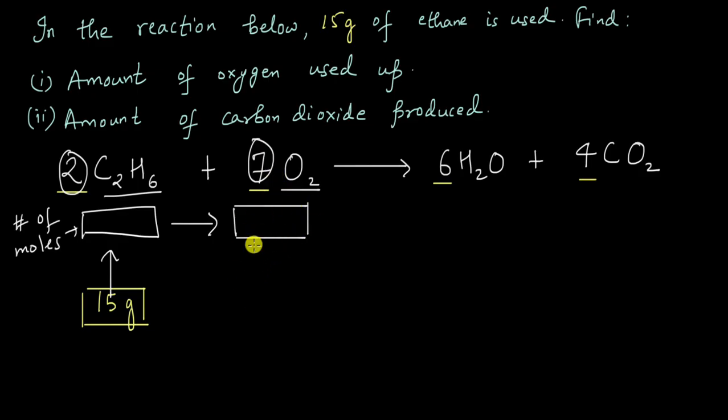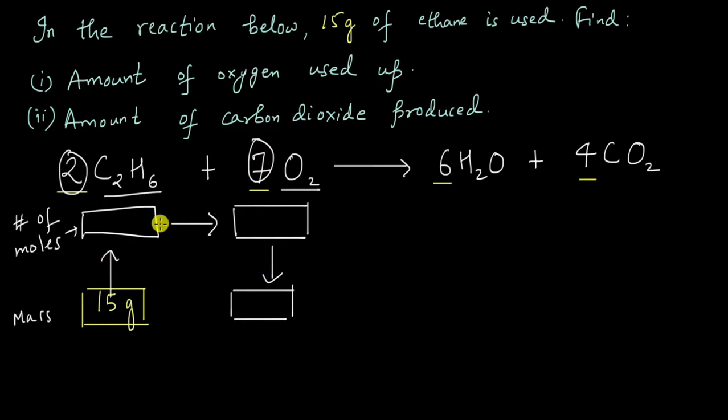And once we find the number of moles for oxygen, we can then find the mass for oxygen, which is what we need. We want to find the amount of oxygen used up. We want to find the mass of oxygen that was used up. So let's do this. We want to go from mass of ethane to number of moles of ethane. Then using the stoichiometric coefficients, we want to go to the number of moles of oxygen and then find the mass of oxygen. Before I do this, why don't you try it on your own? Pause this video and give it a shot.